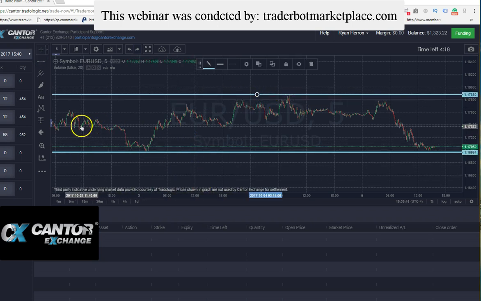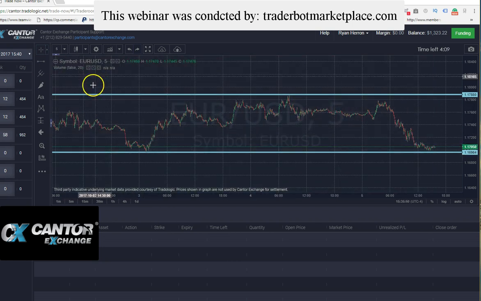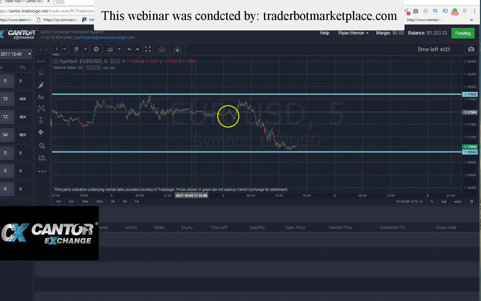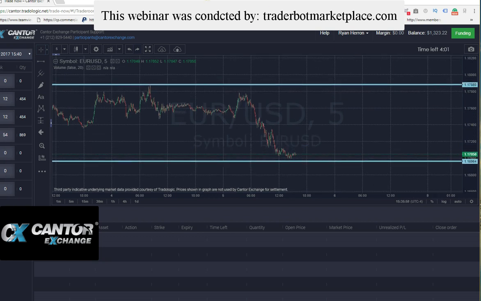Right here, it's in a consolidation. It's down near the bottom of the consolidation right now. But right now you can look, price is neither moving up nor moving down on this time frame. So it is in a consolidation. Now, how can we gauge if price is going to break out?